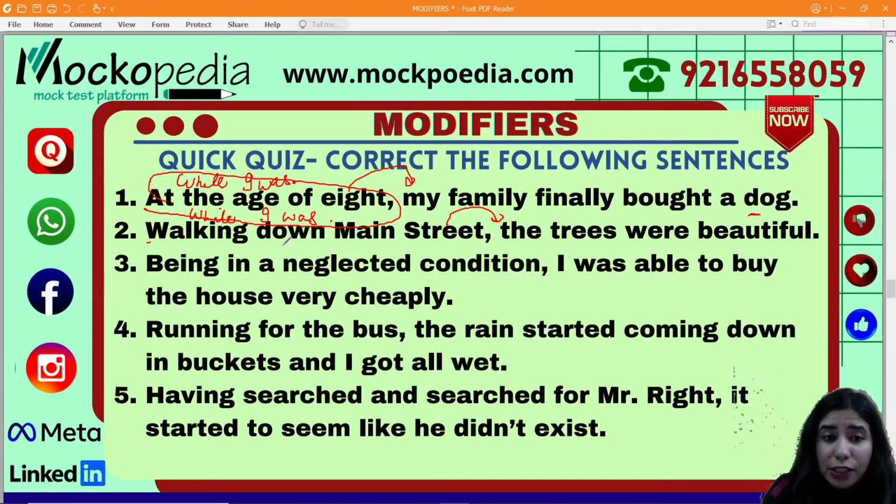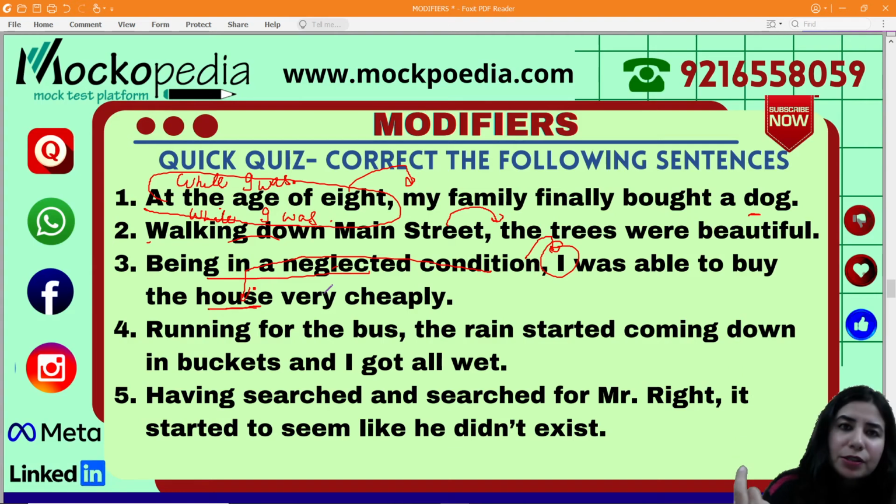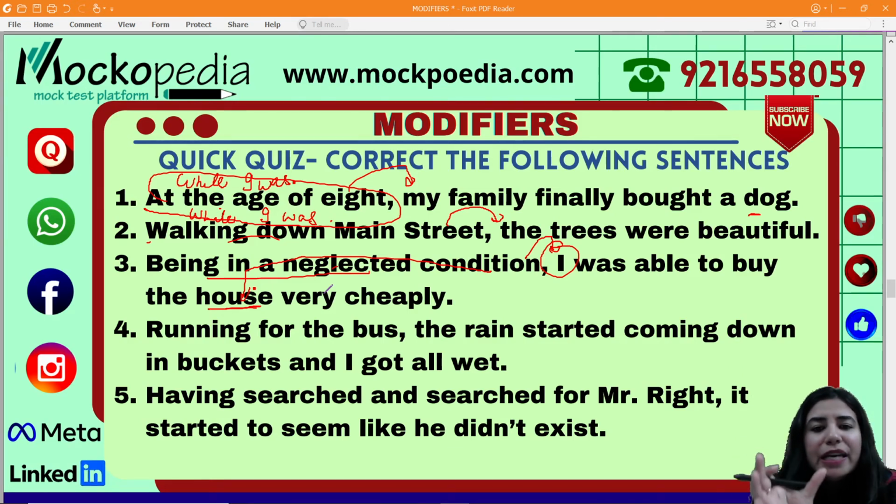Let's move to the third statement. Being in a neglected condition, I was able to buy the house very cheaply. So, बीइंग इन द नेग्लेक्टेड कंडीशन आए तो नहीं है, क्या है? हाउस नेग्लेक्टेड कंडीशन में था, इसलिए मैंने उसको चीपली खरीद लिया. सो हम इसको कैसे रेक्टिफाई कर सकते हैं? बीइंग इन अ नेग्लेक्टेड कंडीशन जो मॉडिफायर है वो हाउस को टच करना चाहिए, राइट? तो सेंटेंस को आप रीफ्रेम कर सकते हो इन अ वे दैट बीइंग इन अ नेग्लेक्टेड कंडीशन टचेस द हाउस, like I was able to buy the house in the neglected condition very cheaply.